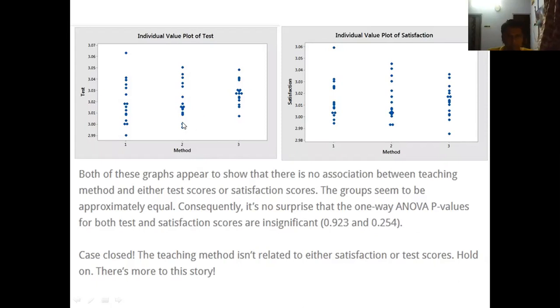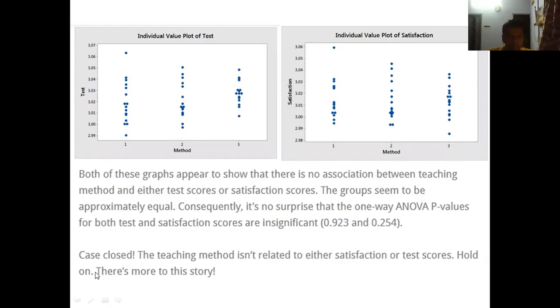So hence there is no effect of the teaching method. So you cannot reject the null hypothesis. That means the teaching method does not affect the test score, and the teaching method does not affect the satisfaction level as well. Okay. So simple one-way ANOVA, case closed. The teaching method isn't related to either satisfaction or test scores.